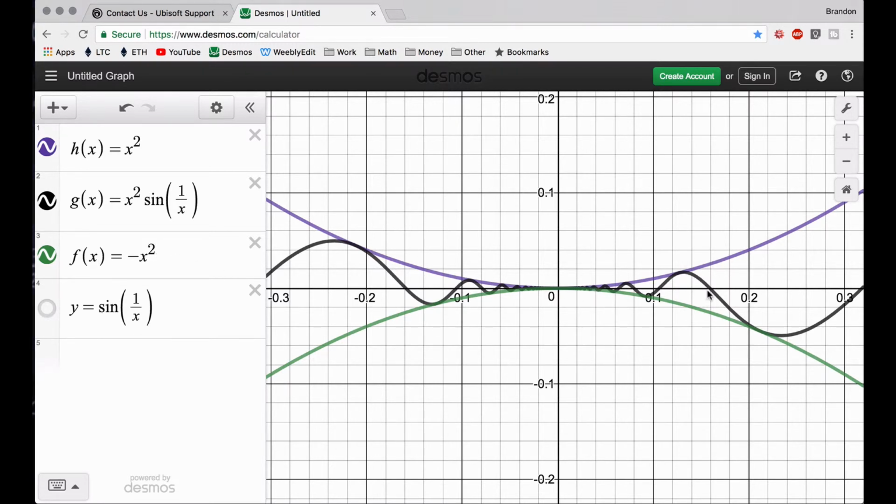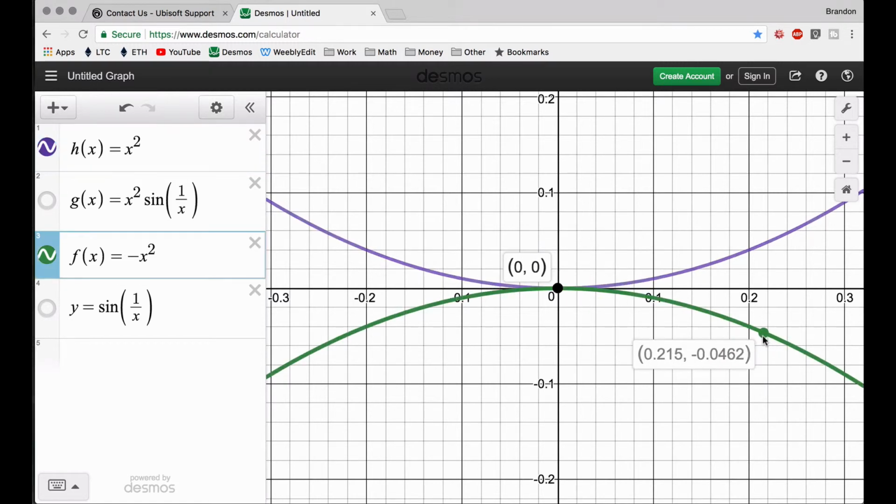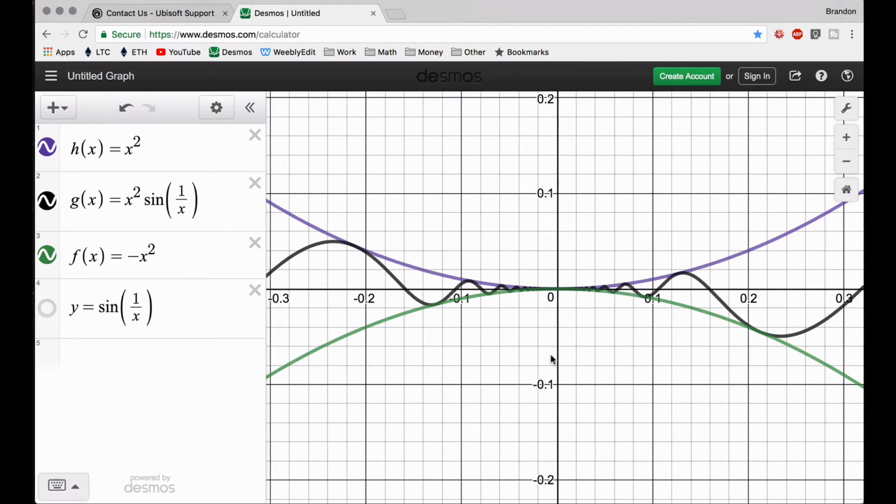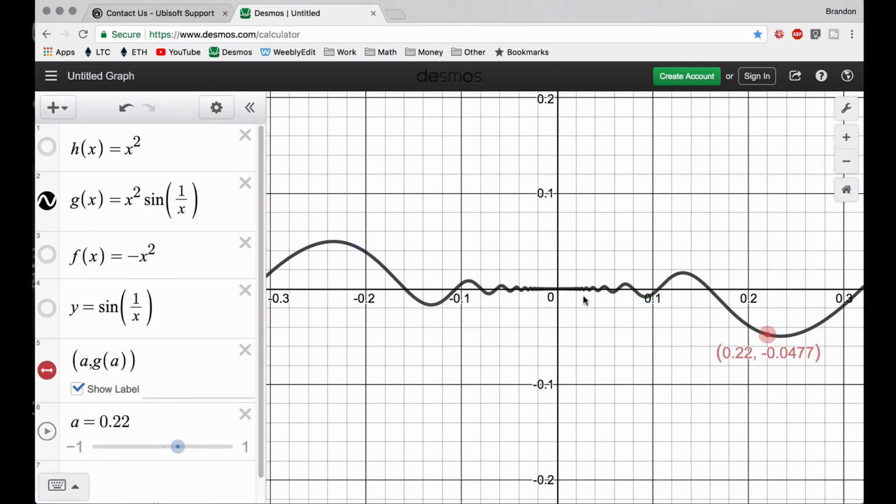But notice the blue and the green, which is our h of x and f of x, is squeezing this function here. And if I hide this one here, the one that's getting sandwiched, the g of x, notice that this limit is going to be 0 as we approach 0. And also over here, this limit's going to be 0 as we approach 0 as well. Therefore, this one right here, since it's squeezed in between these two functions, its limit's going to be 0 as well.